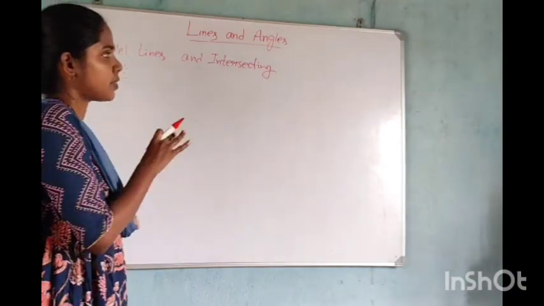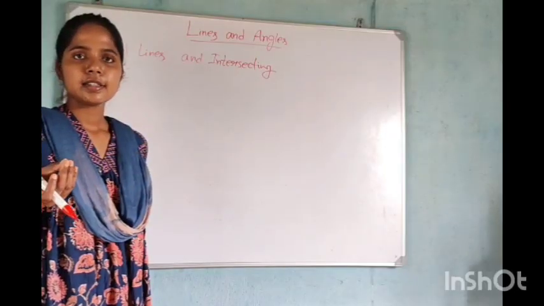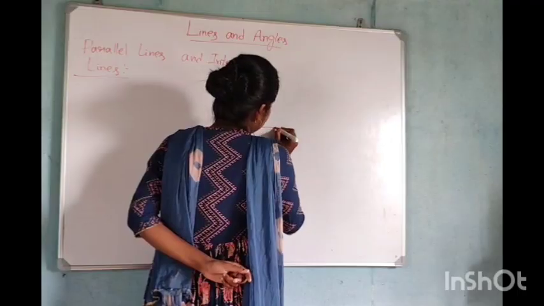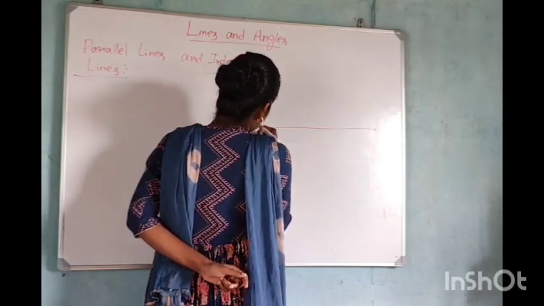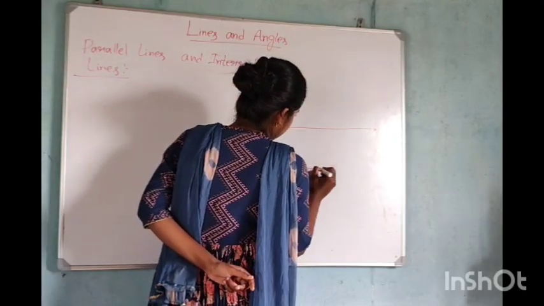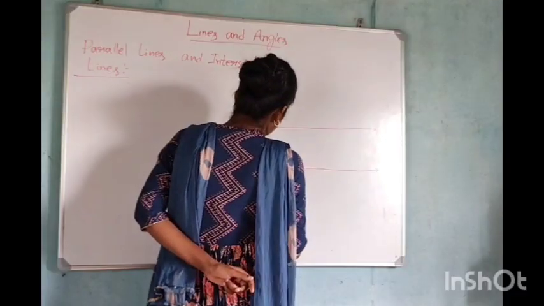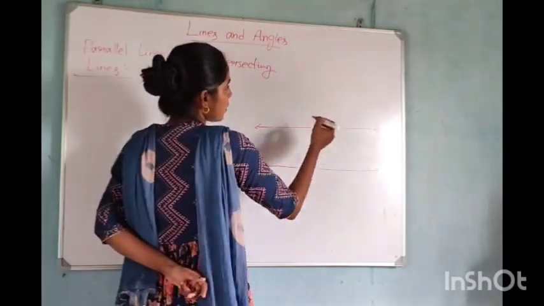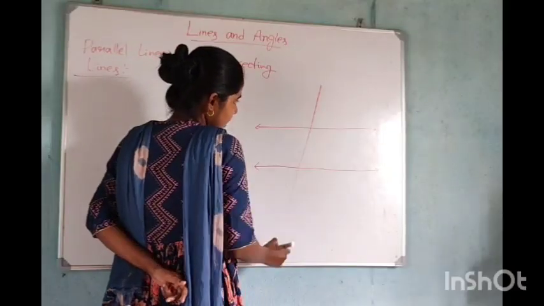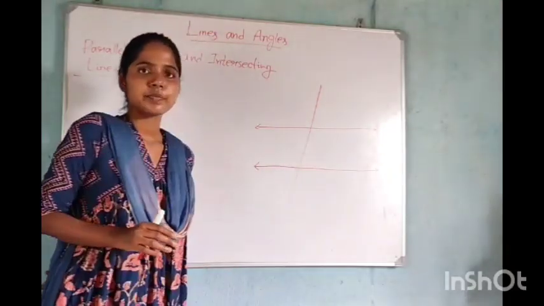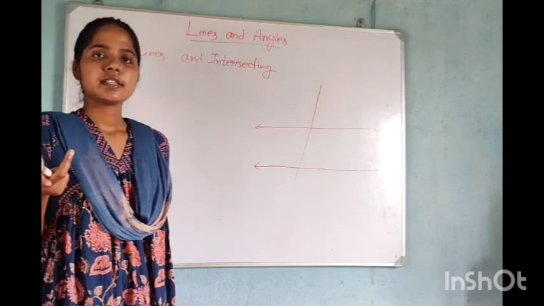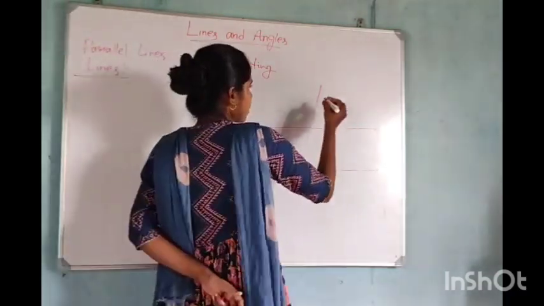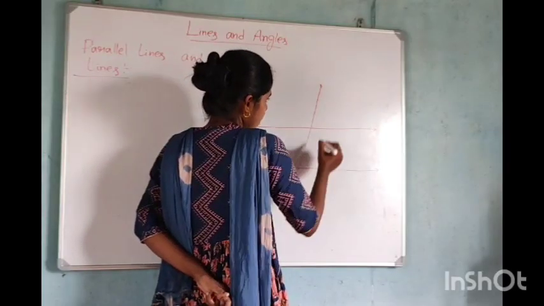So we have done intersecting lines. Now we will go to parallel lines. These are two lines which are parallel. Now this is a line intersecting these two parallel lines. A line which intersects two or more lines is called a transversal. So this line is called a transversal.